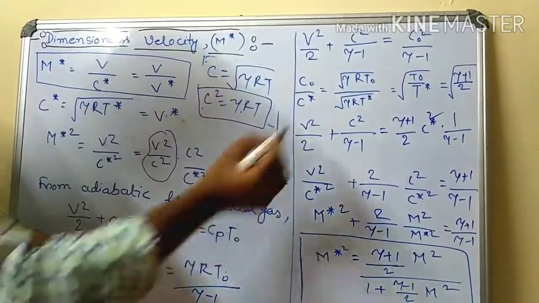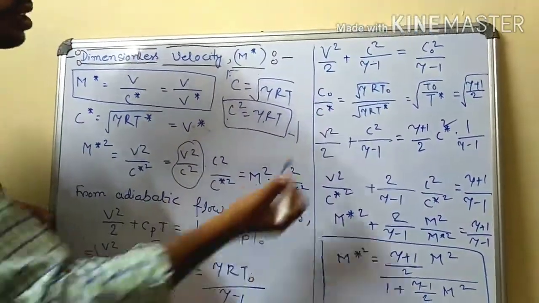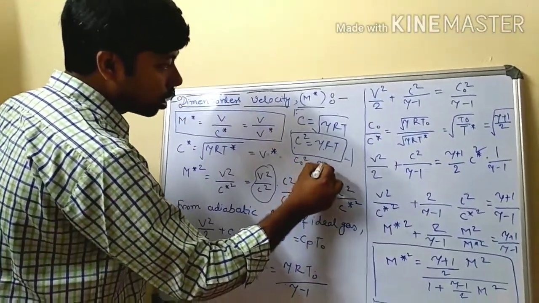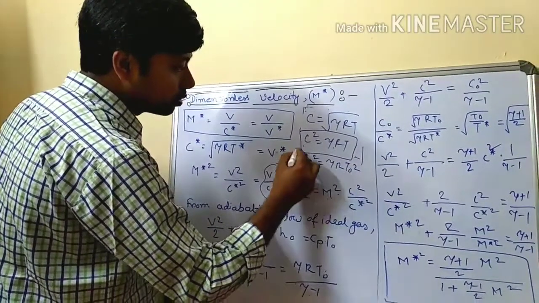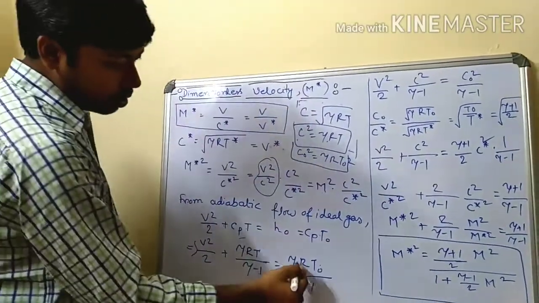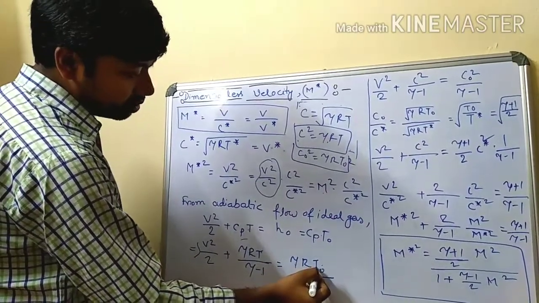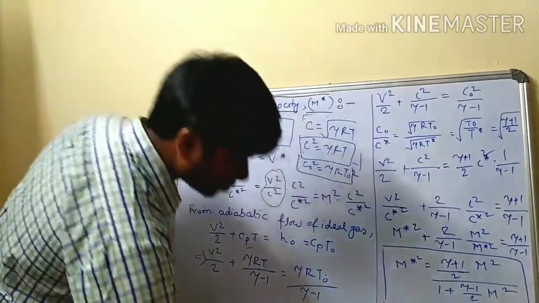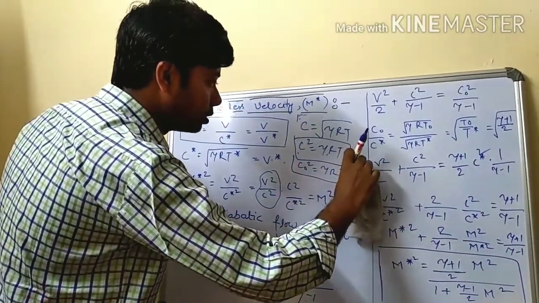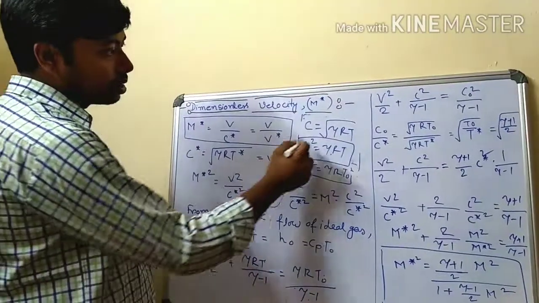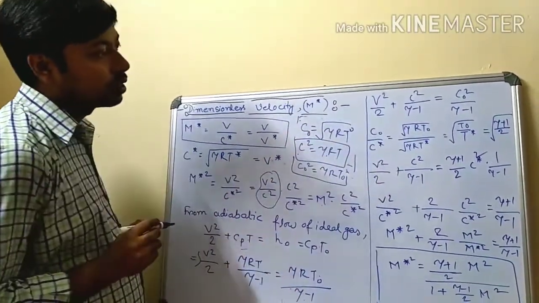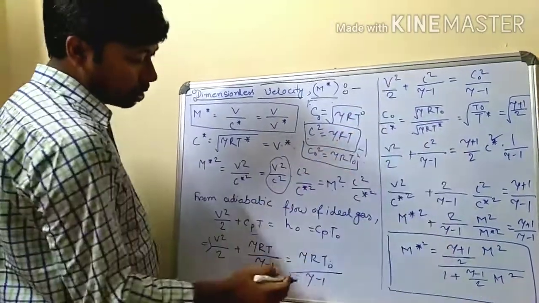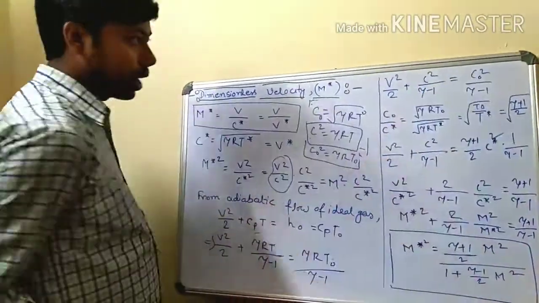So that's why C square here divided by gamma minus 1 is equal to, in similar fashion, C0 square is equal to gamma RT0, right? So this is basically gamma RT0. It is also written as C0 square, because you know that C0 is equal to the square root of gamma RT0. So in terms of C0, it will be gamma RT0, and gamma RT0 can be written as C0 square.